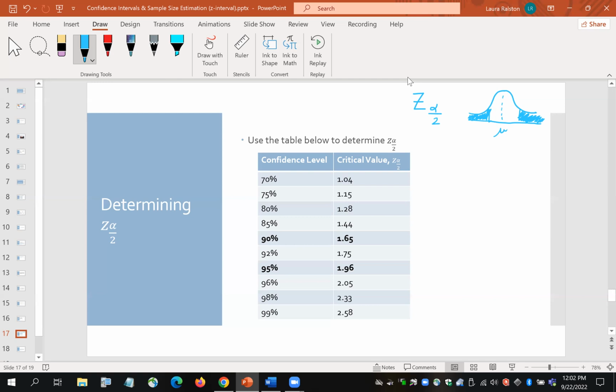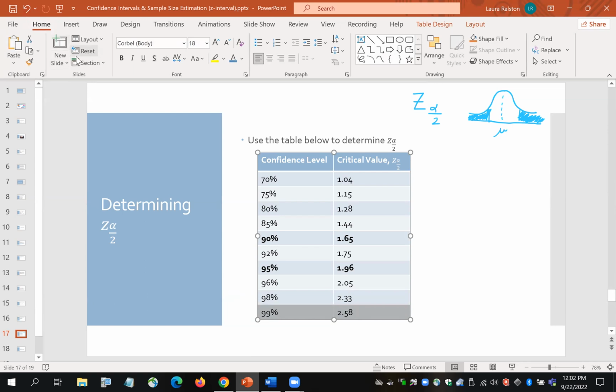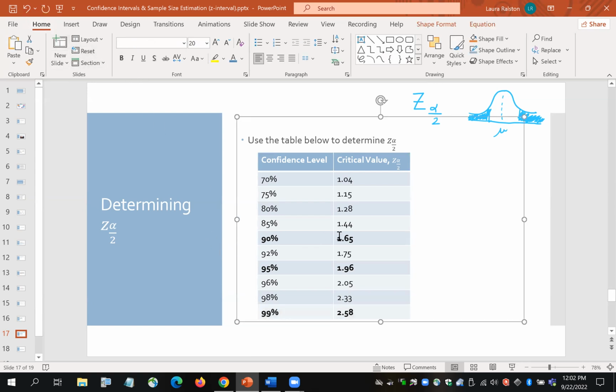I bolded, and I really should have another one bolded. Let me see if I can bold it for you. Okay, 99% is also one that you really will see a lot. So those are the 3 most popular that you'll see. And so this gives you the critical value without you having to go look it up on some extra table. I believe, and I'll double check that this is the case, this table is part of the header at the beginning of the midterm exam so that you don't have to memorize these numbers.